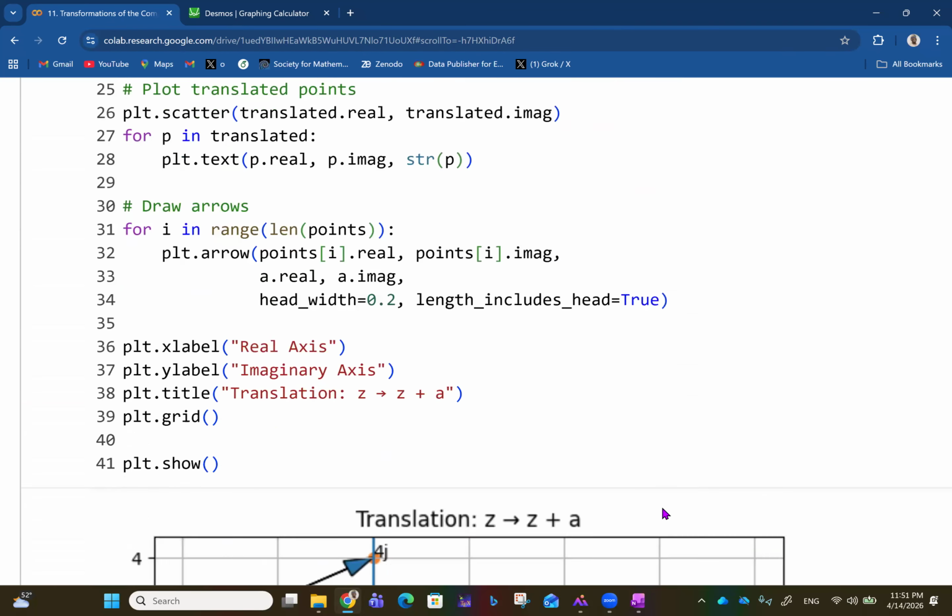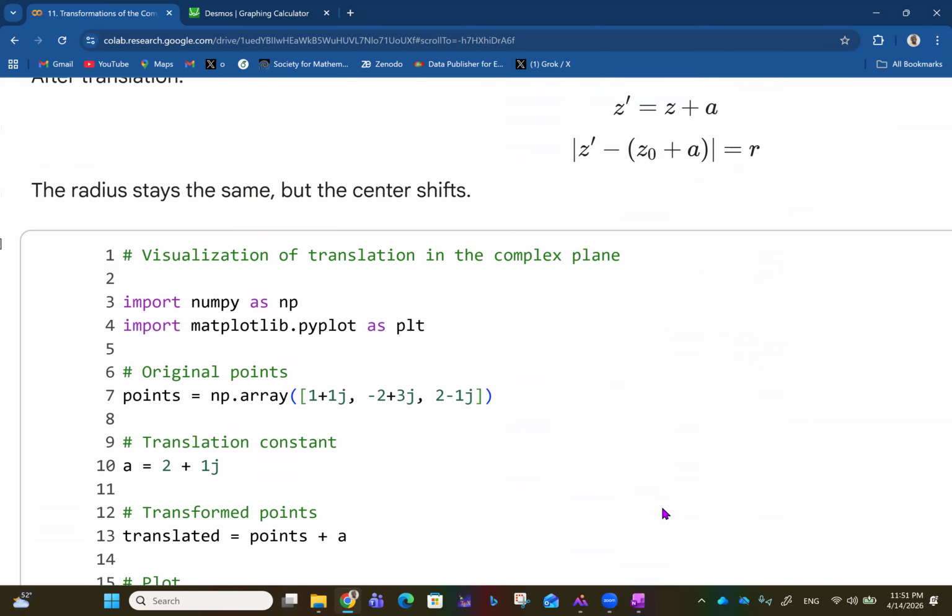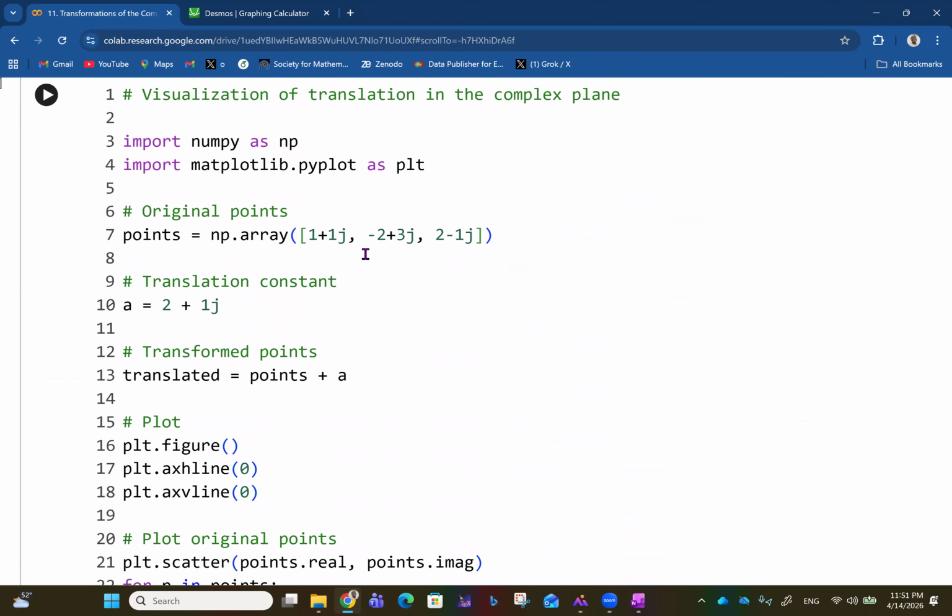So we can represent that here. We can show the translation of certain points here. So, visualization of translation in the complex plane. So if you import numpy as np and matplotlib.pyplot as plt for visualization. So imagine points you want to visualize: 1 plus 1j, minus 2 plus 3j, 2 minus 1j. Then the translation constant is a, which is 2 plus 1j.